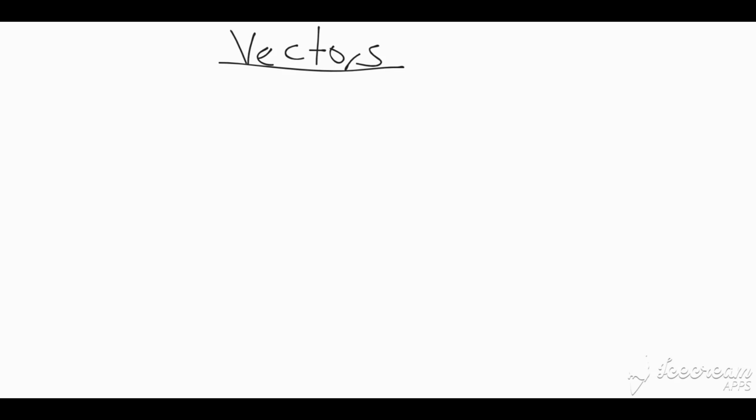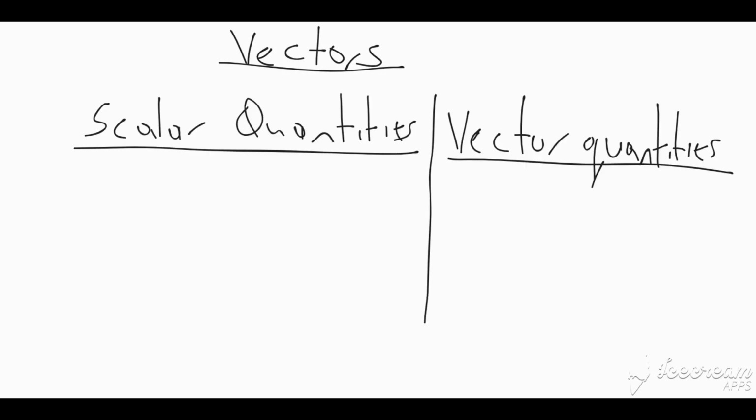Hello guys, today we'll be talking about vectors. And before we dive into the whole concept of vectors, let us examine two important terms. We have what are called vector quantities and we have what are called scalar quantities. A scalar quantity is a quantity that has magnitude only, while a vector quantity is a quantity that has both magnitude and direction.